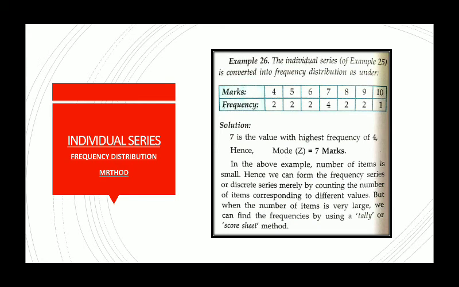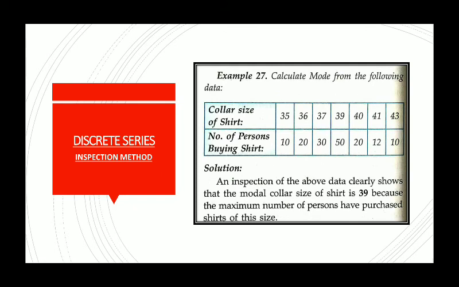Okay, the second one is discrete series. Discrete series means, as I already told, just the previous frequency distribution method for individual series will become the discrete series inspection method. Like in the inspection method, what we do is see the highest frequency. And here in this sum, the collar size of shirts is given from 35 to 43 and the number of persons buying shirts is given.